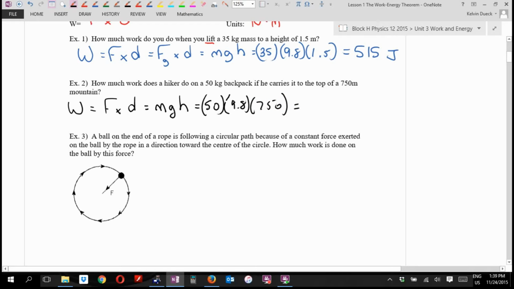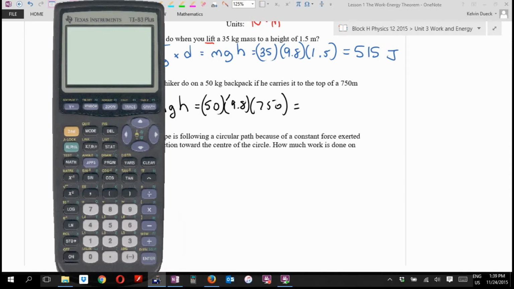So, could you piggyback someone up a 750 meter high mountain? You could. Wouldn't be pleasant, especially if you do it quickly. How many joules of energy is that? 50 times 9.8 times 750, 367,500. I'm going to go 3.68 times 10 to the 5th.